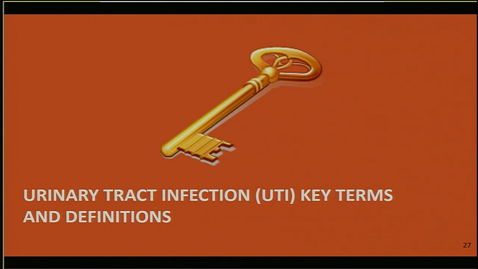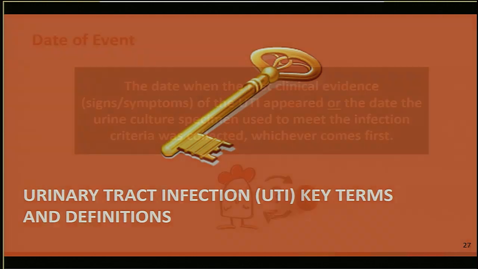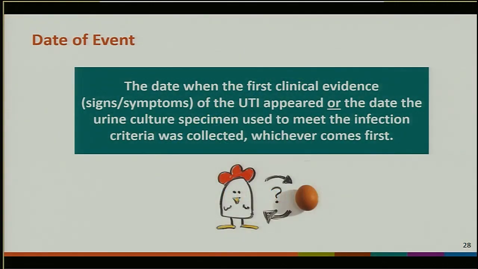Okay, so next I want to talk about a few of the important key terms and definitions you're going to need to be aware of when you're performing UTI surveillance using NHSN. So first is the date of event. The date of event is defined as the date when the first clinical evidence, so those signs or symptoms of the UTI appeared, or the date the urine specimen was collected, whichever comes first.